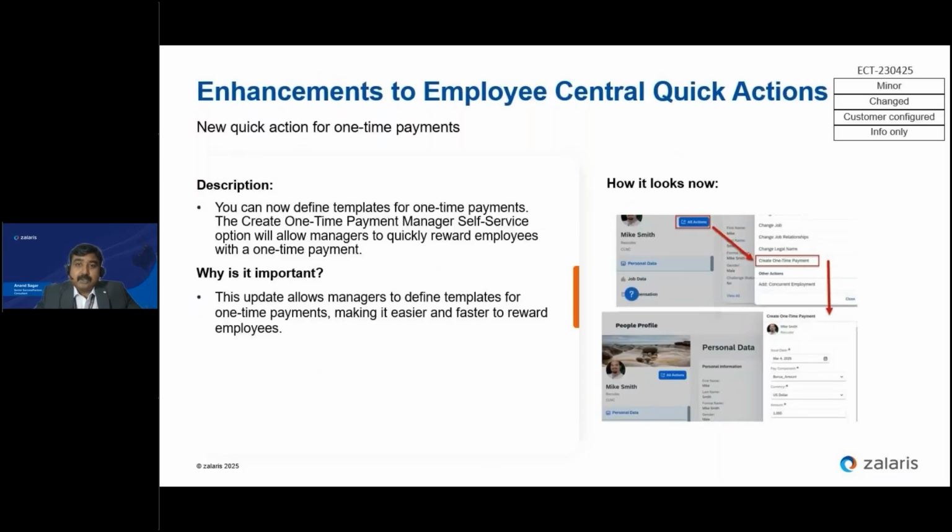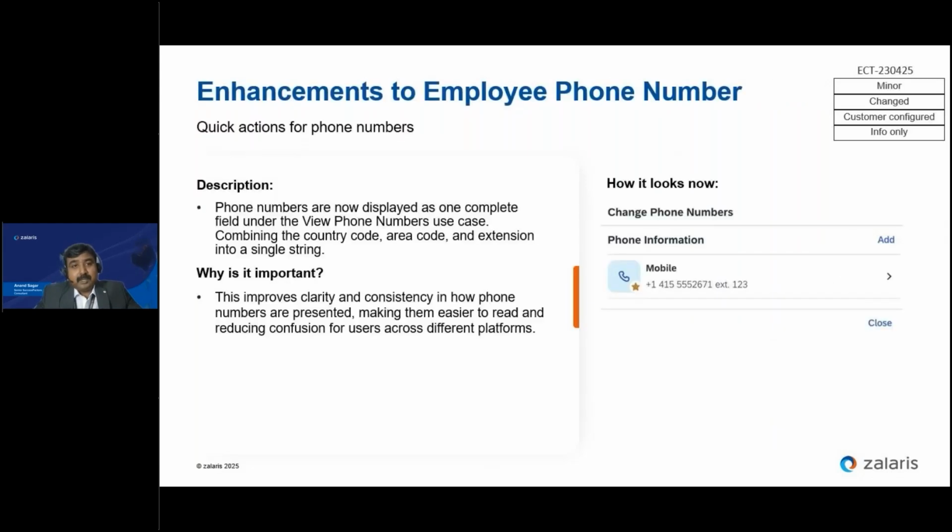Going to the next feature. In quick action, there is an enhancement for one-time payment, where the manager is able to update the one-time payment directly and it will route to the screen to update the information on the payment scenarios. And for the employee portlet, the phone number visibility is more enhanced now, so that we can clearly see whether it belongs to a mobile number, the office number, and so on.